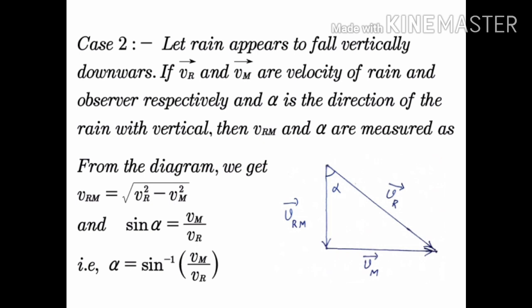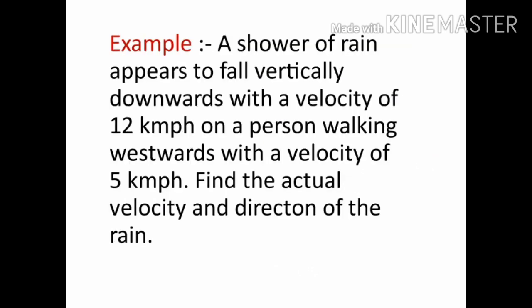Then based on this case 2, we are taking one example: a shower of rain appears to fall vertically downwards with a velocity of 12 km per hour on a person walking westwards with a velocity of 5 km per hour. Find the actual velocity and direction of the rain.